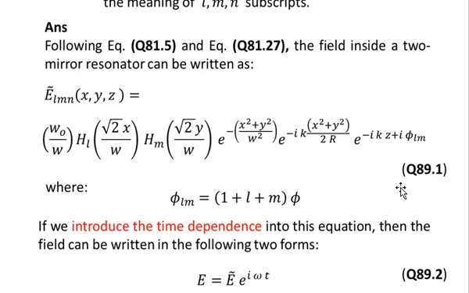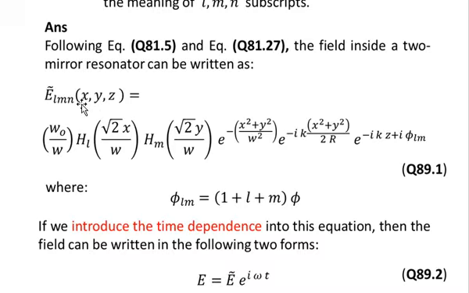You see that in equation number 89.1, you will notice that there is no time dependence on the right hand side and also on the left hand side. Because if there is a time dependence, then E prime LMN will be written as a function of X, Y, Z and time t. But you know that this is independent of time. It means that we are discussing this E prime LMN of XYZ as a profile of the wave inside a two-mirror resonator.